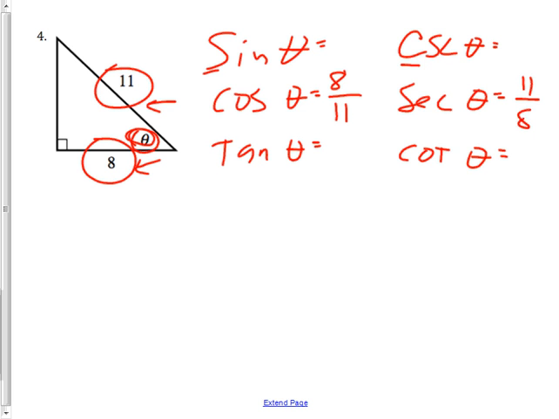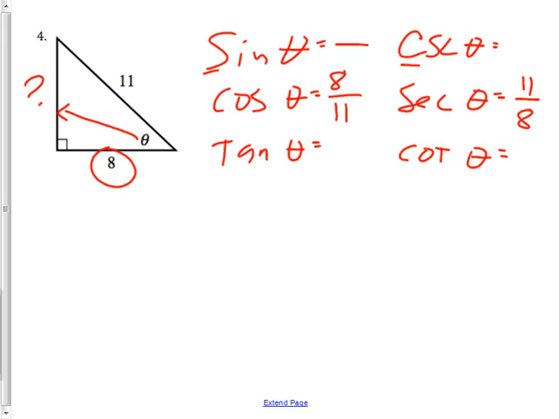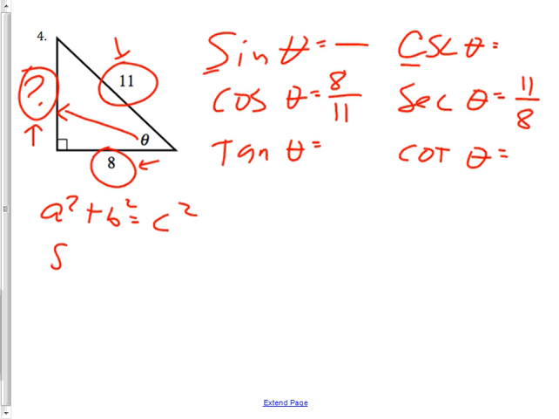Great. All right, now how on earth am I going to get sine? Because sine needs opposite over hypotenuse, and I don't have the opposite side. I don't know what this is. I need the opposite side. Well, I can do it. A squared and b squared and c squared. Remember that whole thing? A squared plus b squared is equal to c squared. So I'm going to say 8 squared plus b squared is equal to 11 squared.